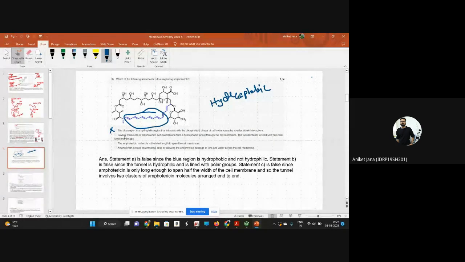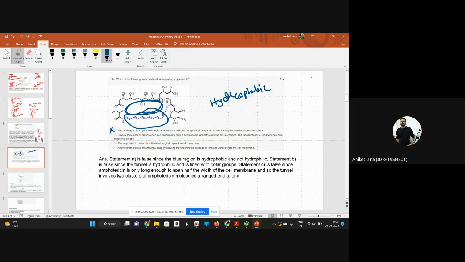So the next option is several molecules of amphotericin self-assemble to form a hydrophobic tunnel through the cell membrane. The tunnel interior is lined with nonpolar functional groups. So is this true or false? Can you see a big tunnel is there? The molecule itself forms a tunnel-type structure. A cavity is there and the whole molecular structure is surrounded around it.